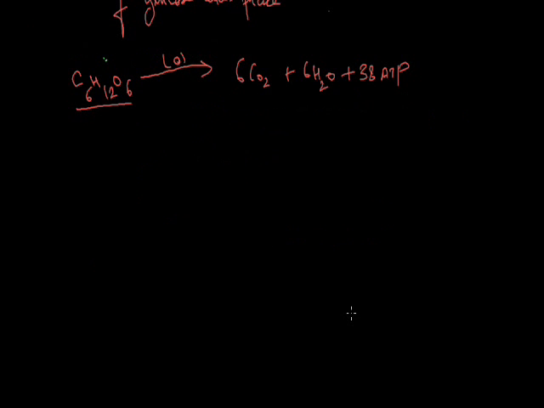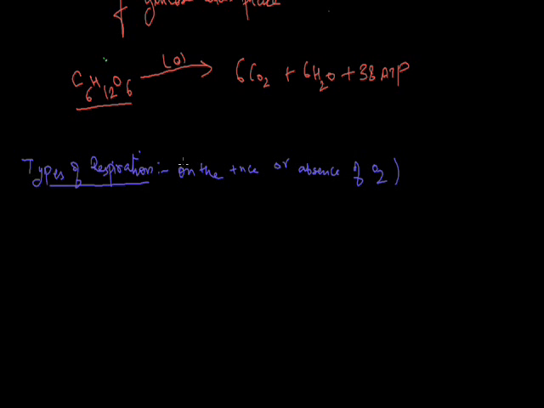Now we're moving further to the types of respiration. What are the types of respiration present in the different organisms? Types of respiration. First, we are looking at the type of respiration on the basis of presence or absence of oxygen. These are two types. First is the aerobic respiration.